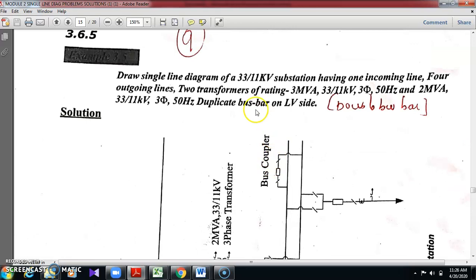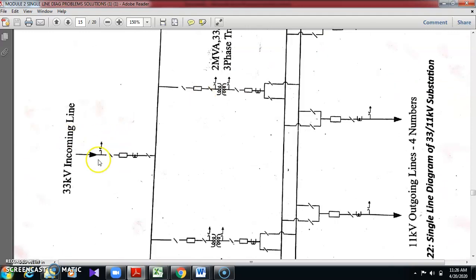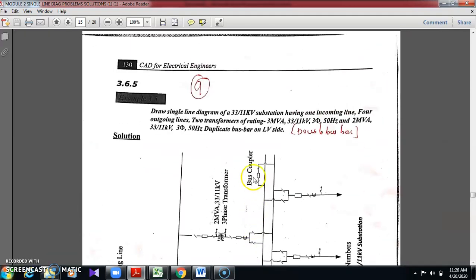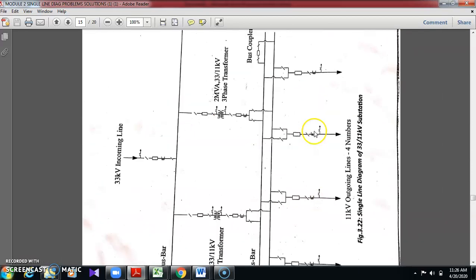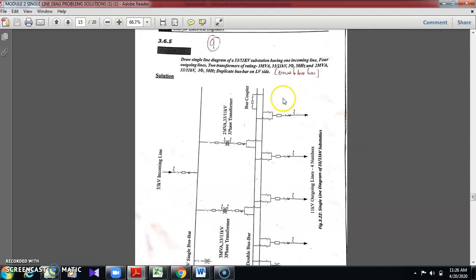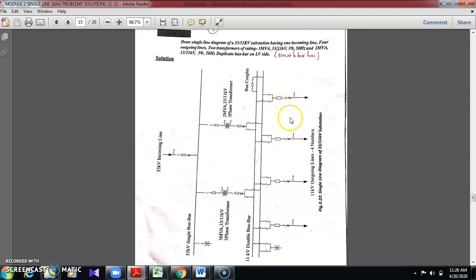Okay, this is another problem. A 33 by 11 kV substation having 1 incoming line, 4 outgoing lines, 2 transformers, 33 by 11 kV. Duplicate bus bar on the LV side. So the low voltage side is 11 kV. 11 kV is duplicate, meaning double bus bar. 1 incoming, 2 transformers. How many outgoing lines? 4 outgoing lines: 1, 2, 3, 4. Getting? 4 outgoing lines, 1 incoming, 2 transformers, 4 outgoing.